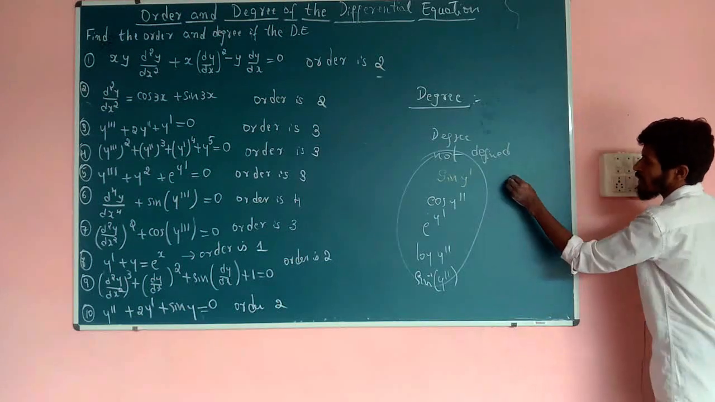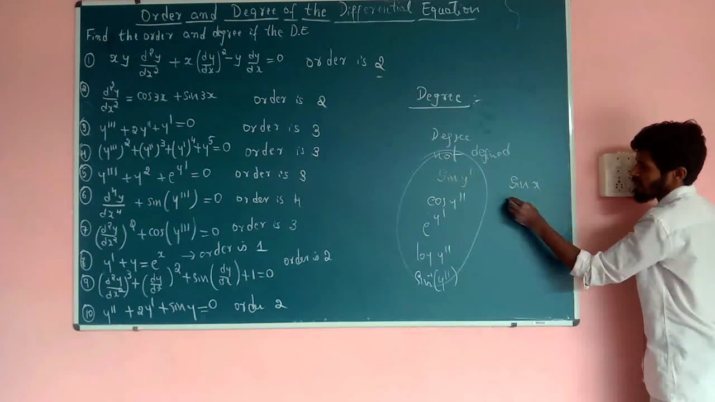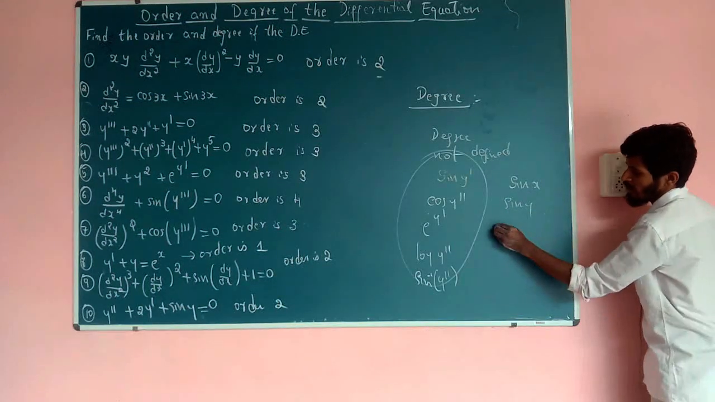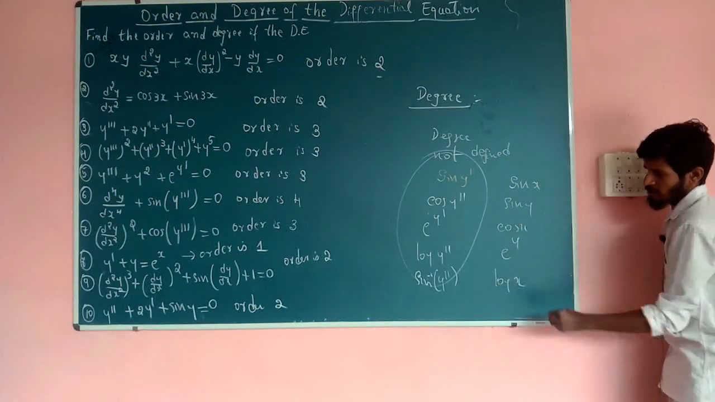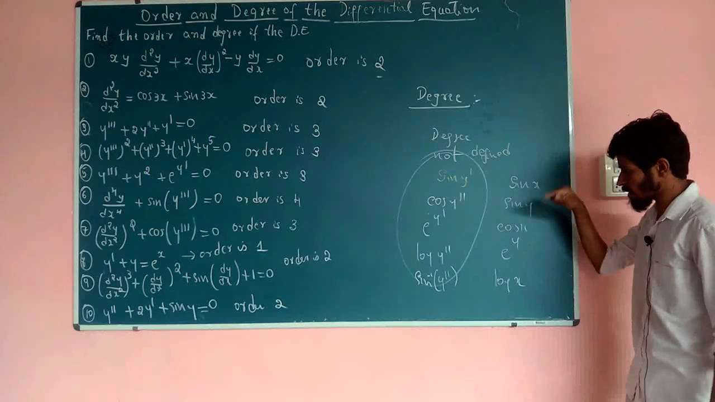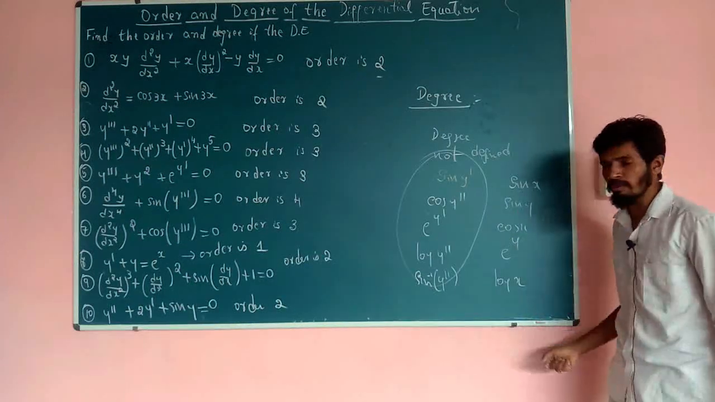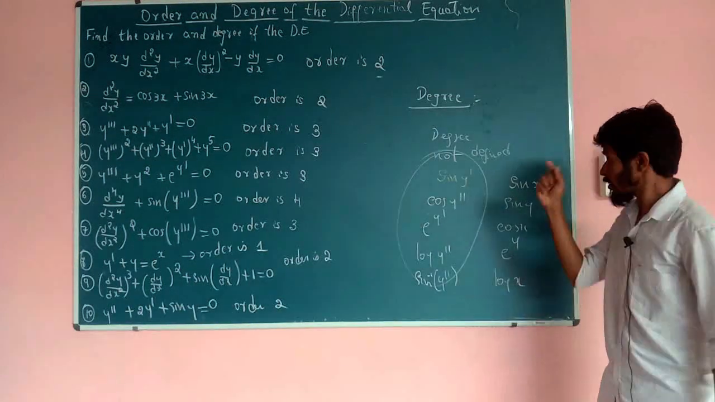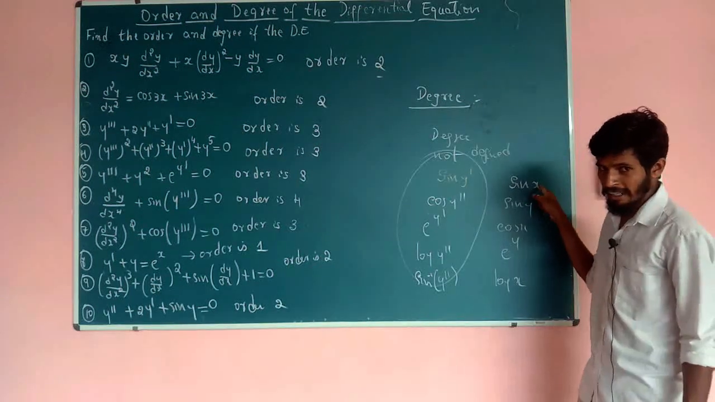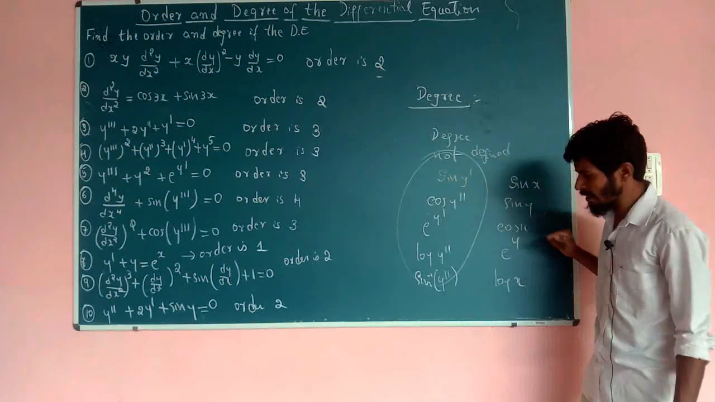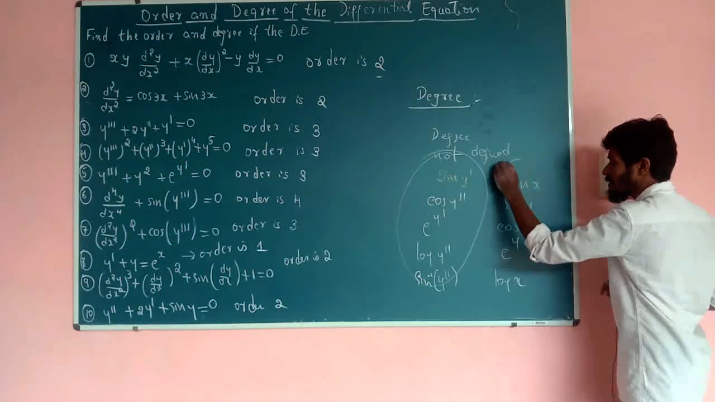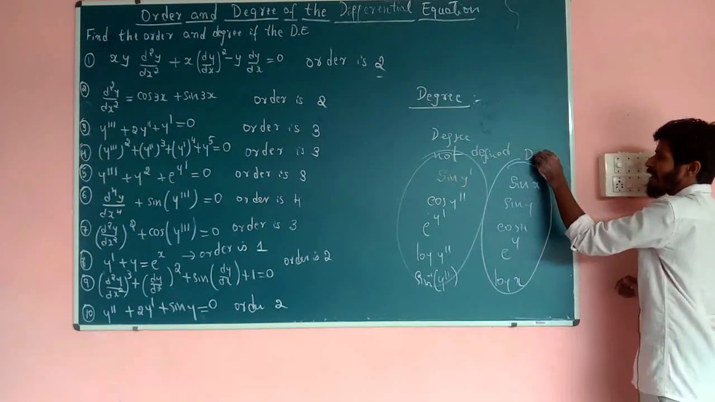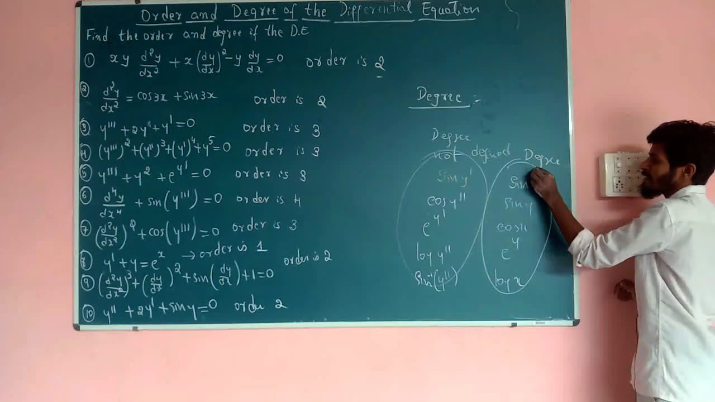But suppose, look here: sin x, sin y, cos x, e to the power y, log x. Here there is a sin x term, sin y term, cos x term, e to the power y term, log x term. Here is there a sin of the derivative? No, right? Is there a cos of the derivative? No, right? There is no e to the power derivative, no log of the derivative. In this case, degree is defined. Degree is defined.